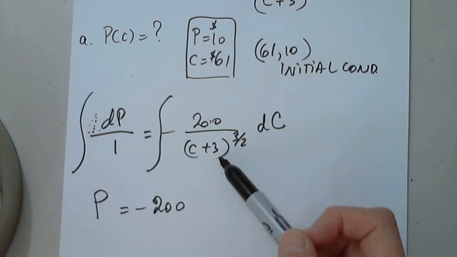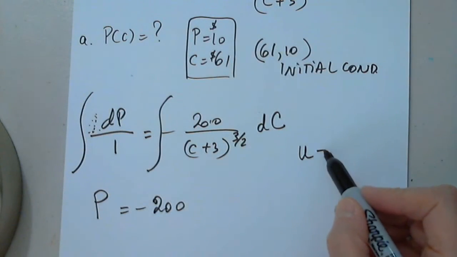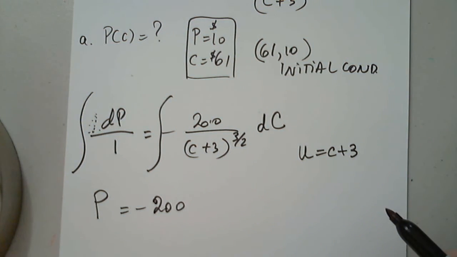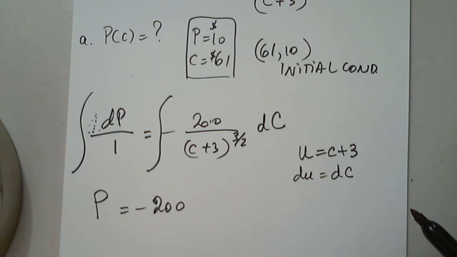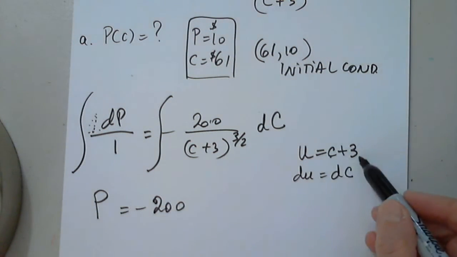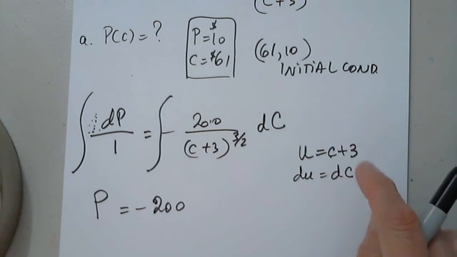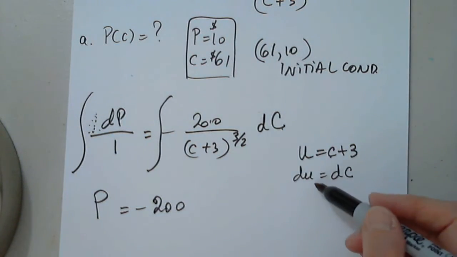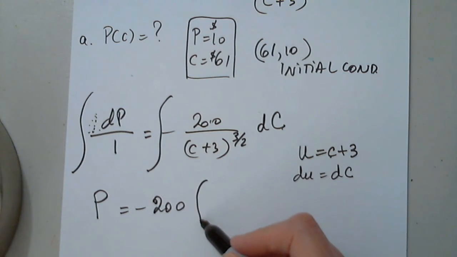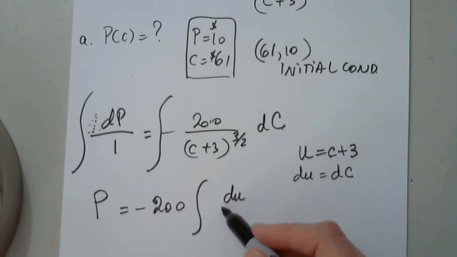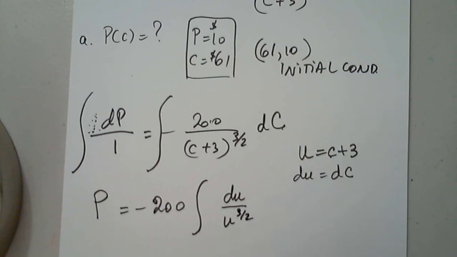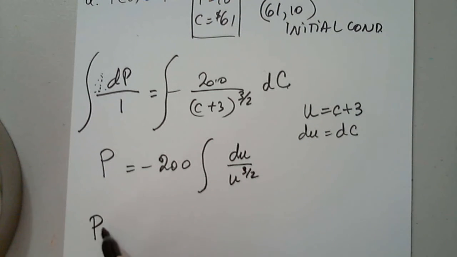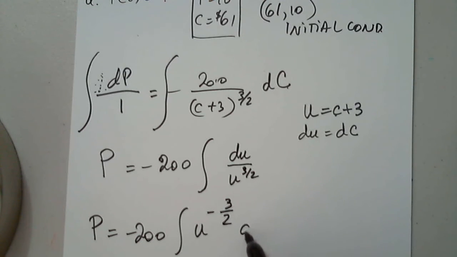I will use a substitution. I will say let U be C plus 3. No problem because du equals dc, since when I differentiate with respect to c it is 1. So this will be changed into du. The negative 200 is outside, du at the top, and the denominator will have u to 3/2. Moving on, p equals negative 200 times the integral of u to negative 3/2 du.